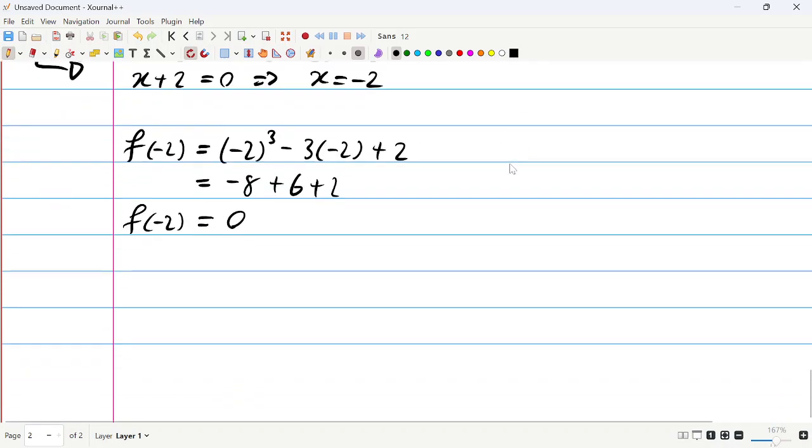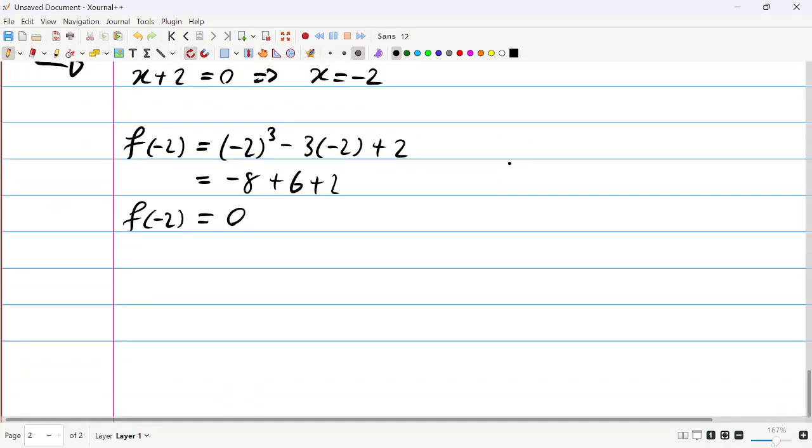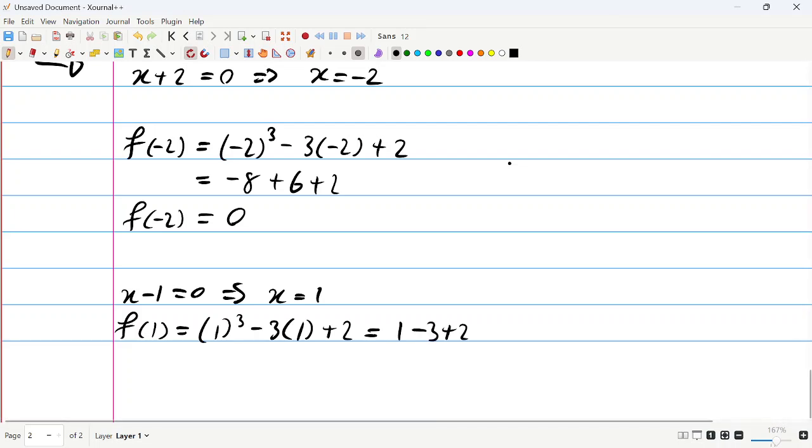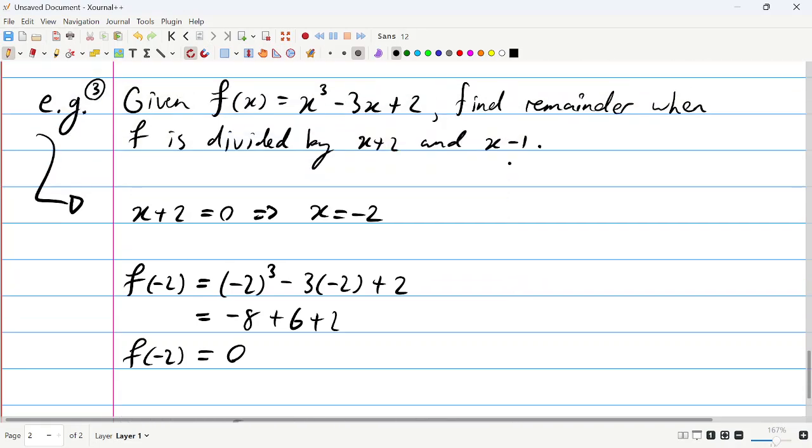Let's try x minus 1. With x minus 1 equals 0, this implies that x equals 1. So f of 1 is equal to, at x equals 1, 1 cubed minus 3 times 1, not squared, plus 2. This is 1 minus 3 plus 2, and notice this is just 0. And that's also a factor. So what are we going to answer for this? It says find the remainder. How are we going to answer this question?